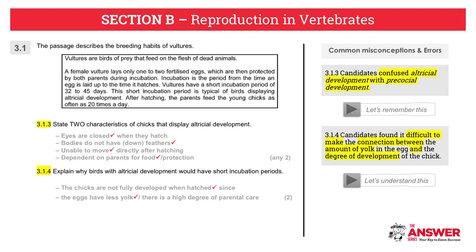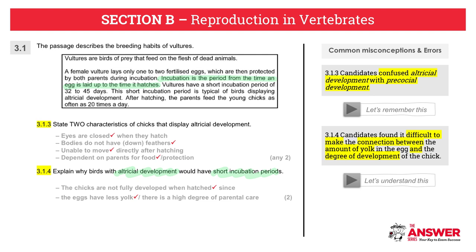Then question 314, explain why birds with altricial development would have short incubation periods. So these two things connect to one another, and it's important to look at the paragraph which says the incubation is the period from the time an egg is laid up to the time it hatches. So it's basically referring to the time when there is development happening inside the little egg. That embryo is growing into a bird.